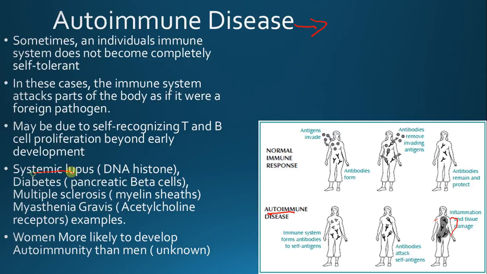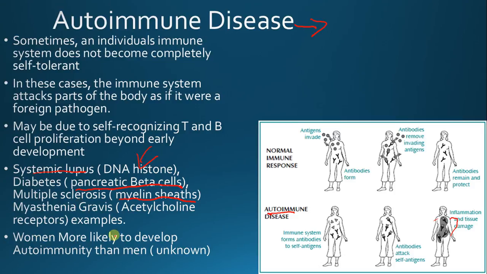Some examples: systemic lupus erythematosus, your body attacks DNA histones. In diabetes, your immune system attacks the beta cells of the pancreas. In MS, the myelin sheaths of your neurons get attacked. In myasthenia gravis, the acetylcholine receptors at your synaptic junctions get attacked. And in rheumatoid arthritis, the synovial fluid in your joints.